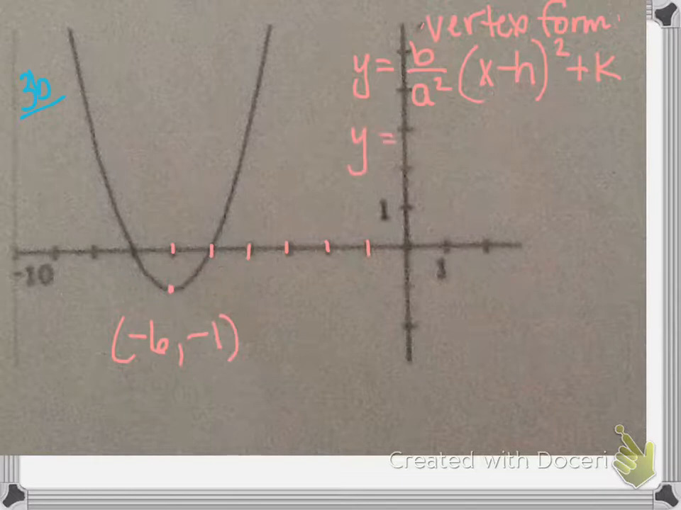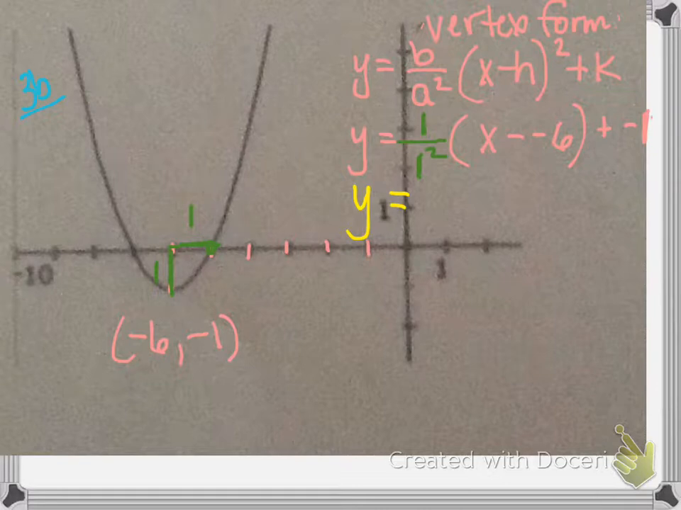So y equals x minus negative 6. So that changes to plus, right? And plus negative 1, because that's my k. Figuring out a and b. So getting to another point on my graph, I go up 1 and over 1. So b is 1, a is 1, but that's squared. So I have 1 over 1 squared. This is a fun time to use yellow because it shows up actually. Y equals 1 over 1 squared. Well, 1 squared is just a 1, so it's 1 over 1, which again is 1.